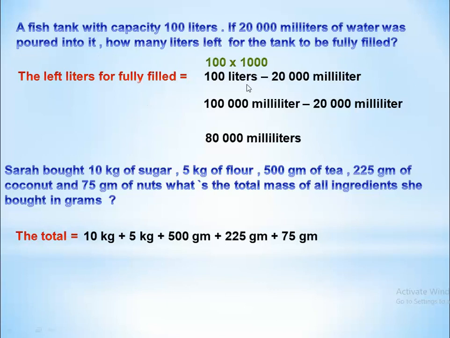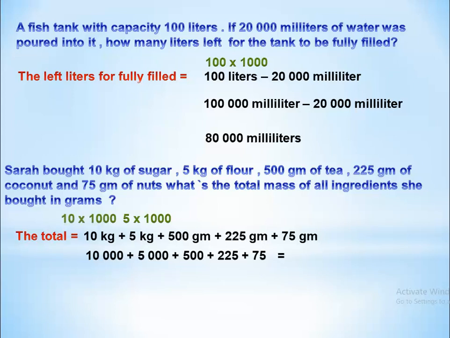Okay, here we can't add different units, so we are going to convert from kilograms into grams. 10 times 1,000, 5 times 1,000. It will be 10,000 plus 5,000 plus 500 plus 225 plus 75. It will be 15,800 grams. Thank you.